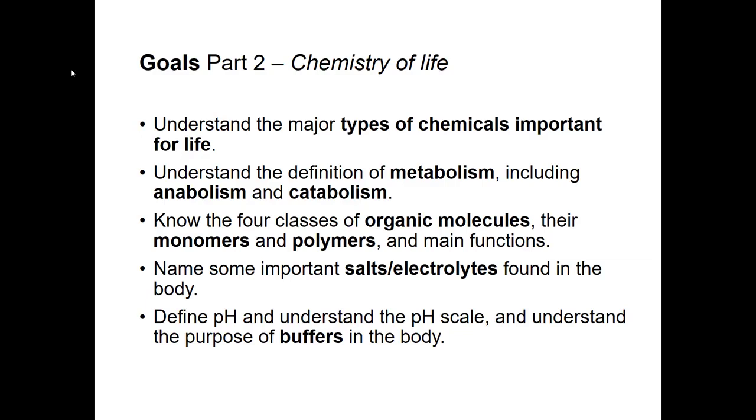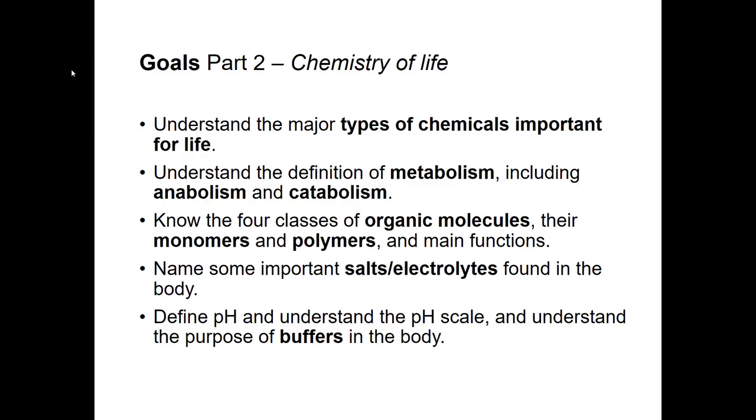So we're going to be understanding the major types of chemicals important for life. We'll sort of look at some short lists that are giving us some general categories of chemicals that we'll encounter in the future. We're going to define metabolism, which maybe has a slightly different definition than what you're thinking of, but it's a very chemistry term. And specifically, we're going to break down metabolism into 2 categories, anabolism and catabolism.